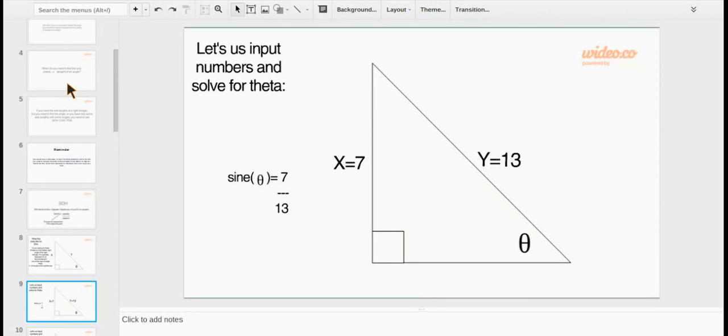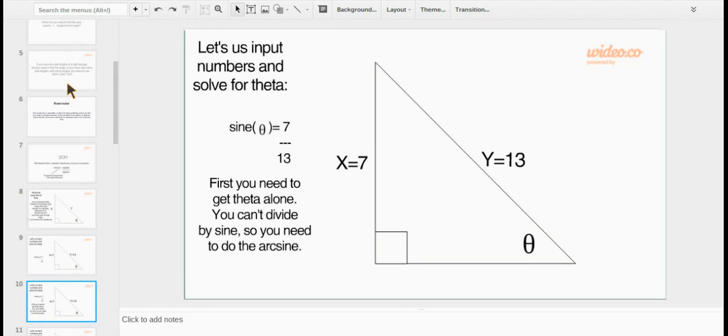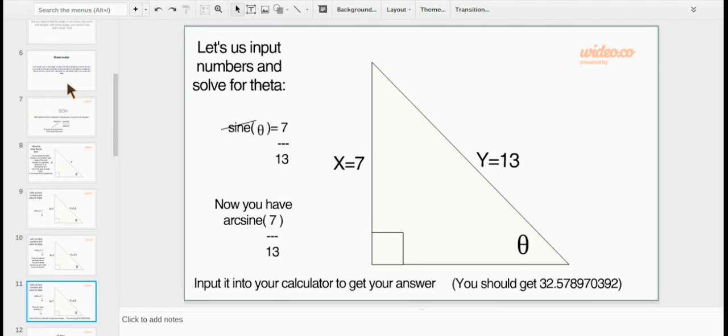Let's input numbers and solve for theta. Sine of theta equals 7 divided by 13. First, you need to get theta alone. You can't divide by sine, so you need to do the arc sine. Your equation would look like arc sine 7 over 13. Input this into your calculator to get your answer. You should get about 32.58.